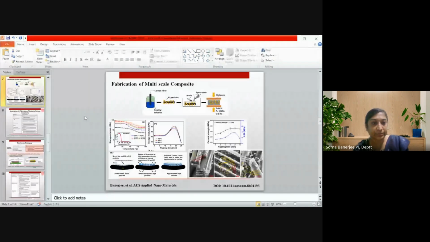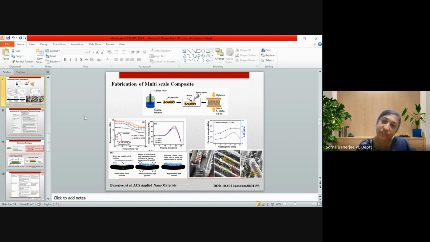Now, in our earlier work, we worked on the development of multiscale composites. In this slide, I'm giving you a view of how these composites are fabricated. We took carbon fiber, and after removing the sizing agent, we dipped it into a coating solution. The coating solution essentially contains salts of nickel, and the nickel particles got coated over the surface of the carbon fiber.